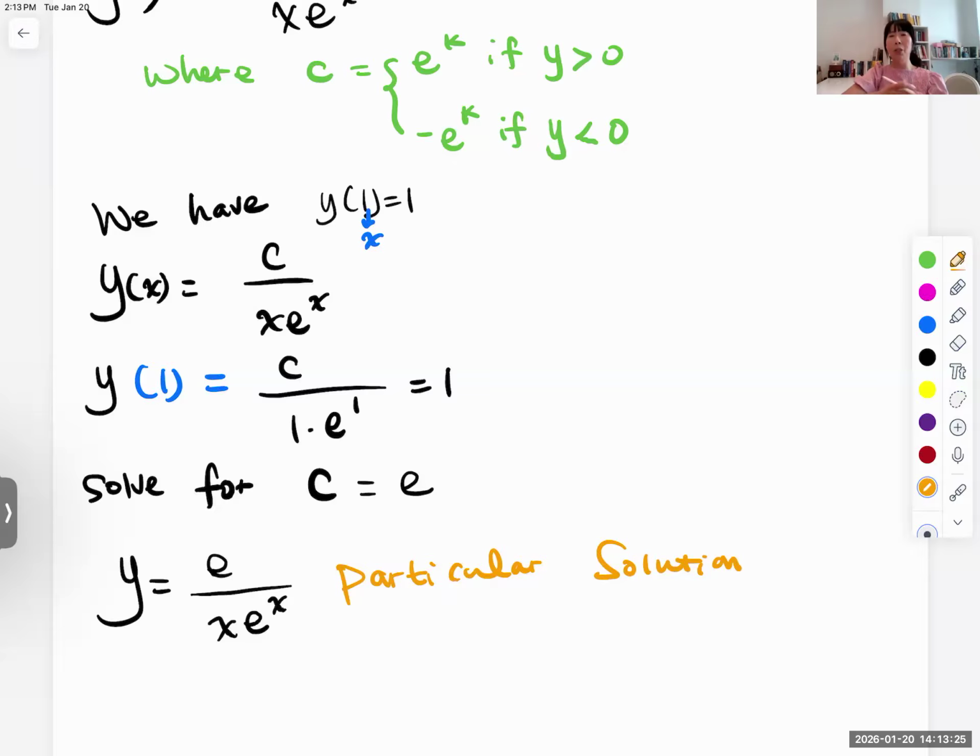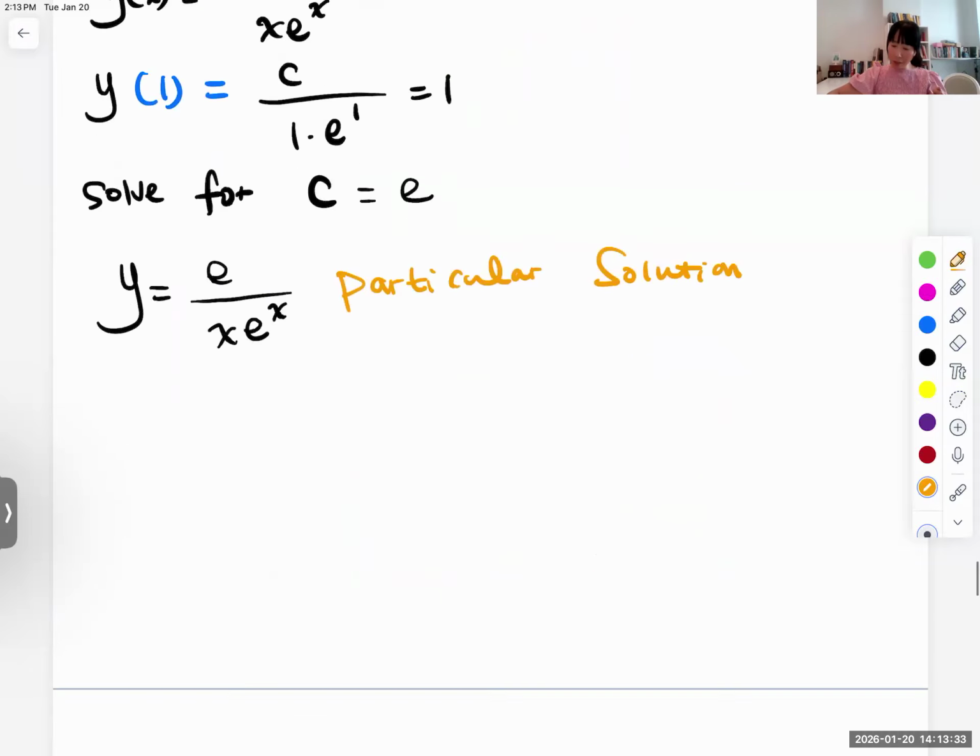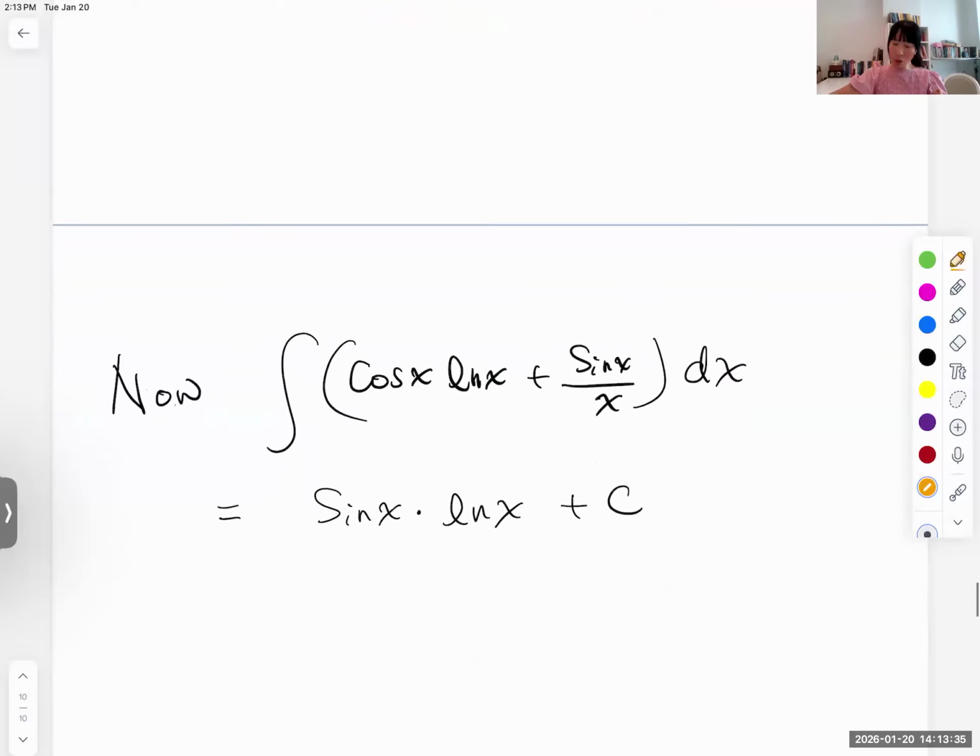All right. This one is a little bit different. I'm going to explain to you the terminology integrating factor. Okay. So we have this question: the integral of cosine x ln x plus sine x over x dx gives sine x times ln x plus c. Yeah.